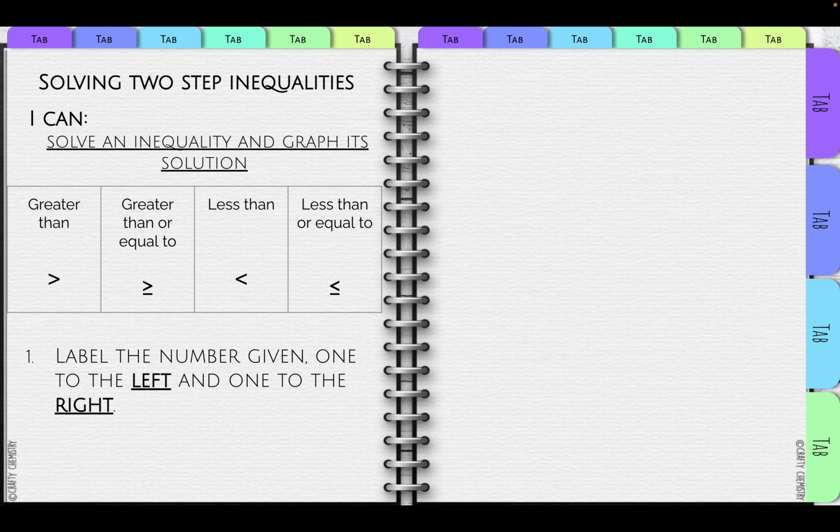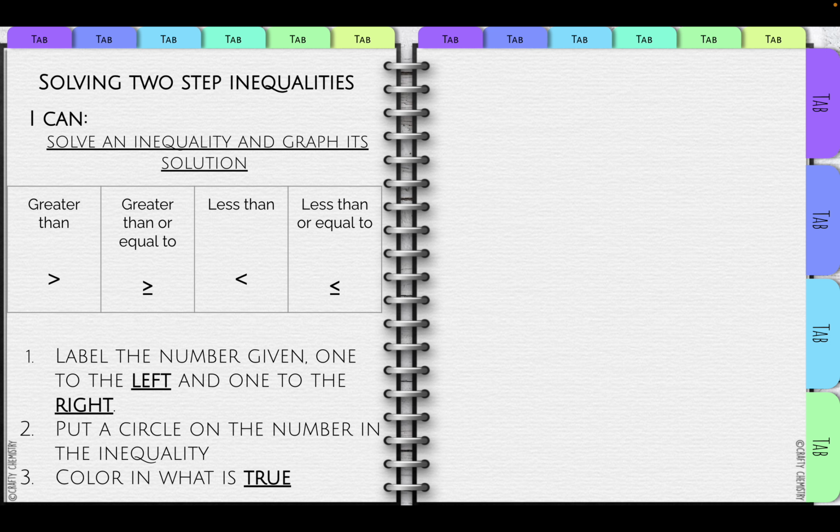So here are the steps to graph an inequality. You're first going to label the number that you're given, then one number to the left and one number to the right. Then you put a circle on the number that you're given in the inequality, and then you color in what makes the inequality true.